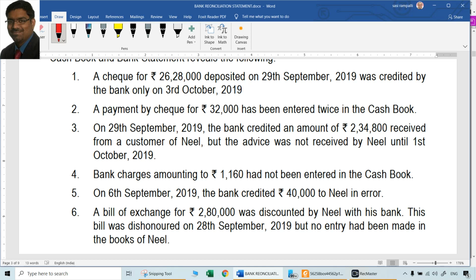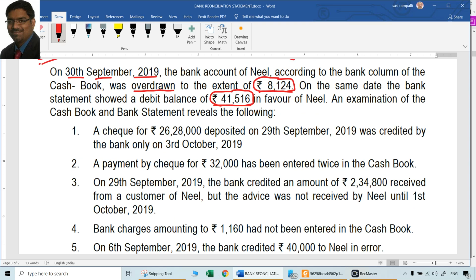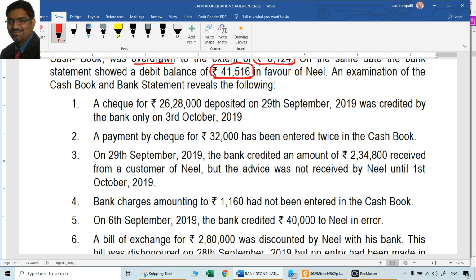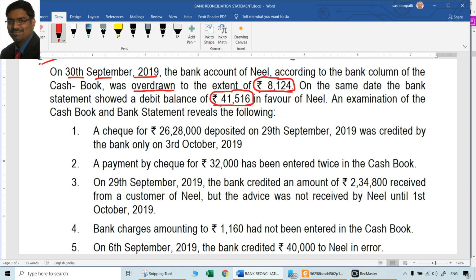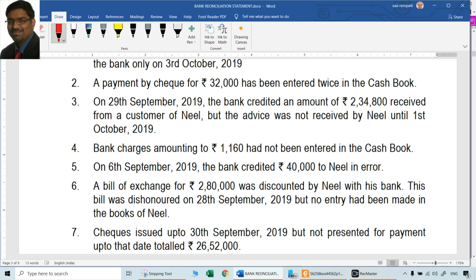We should be very clear about it. First point, a check for 26,28,000 rupees deposited on 29th September 2019 was credited by the bank only on 3rd October 2019. It is just a timing issue. Though we are preparing a BRS on 30th September, as on that date this check would have been already debited to our cash book. But the same thing is not credited by the bank on 30th September because it takes some time. So that will be a reconciliation item which we have to show in the BRS later.